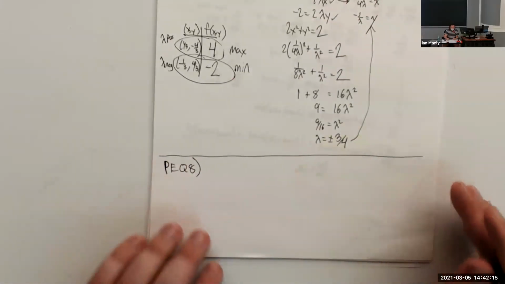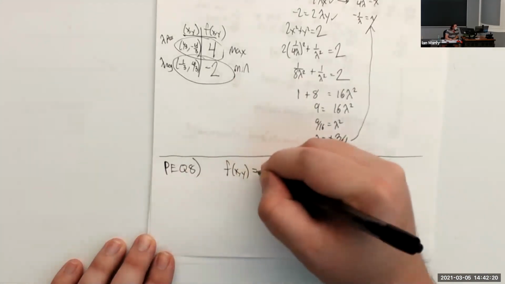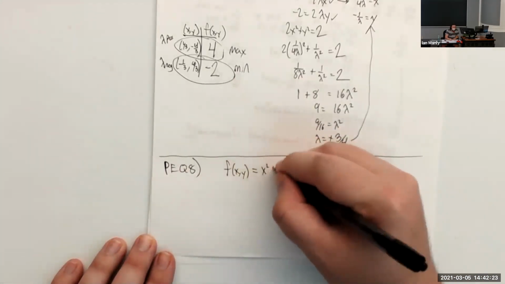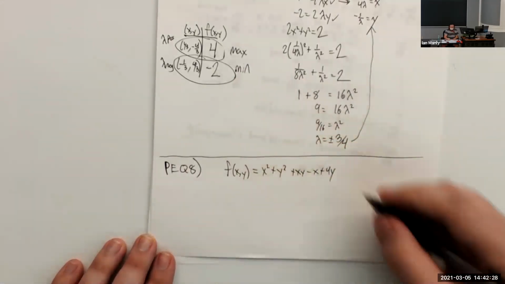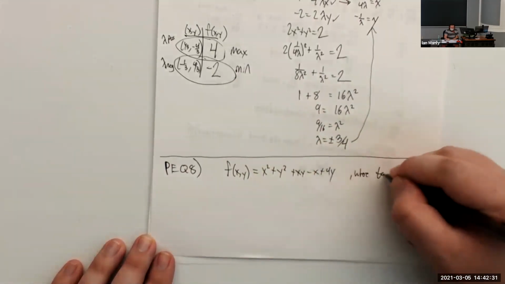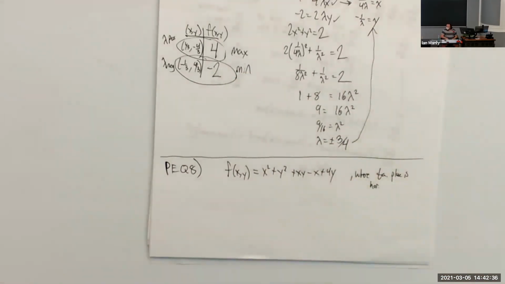So remember that there are 2 different equations for your tangent plane. In this problem, we have f of x, y is x squared plus y squared plus xy minus x plus 4y, and we want to find where the tangent plane is horizontal. All right. So what do you guys think? How are we going to do this? How do we find out where a tangent plane is going to be horizontal?